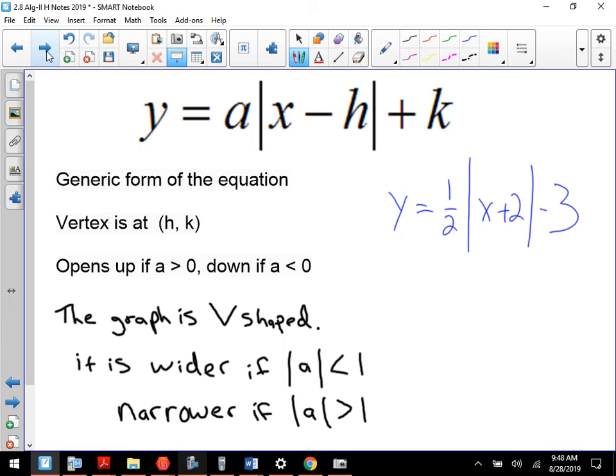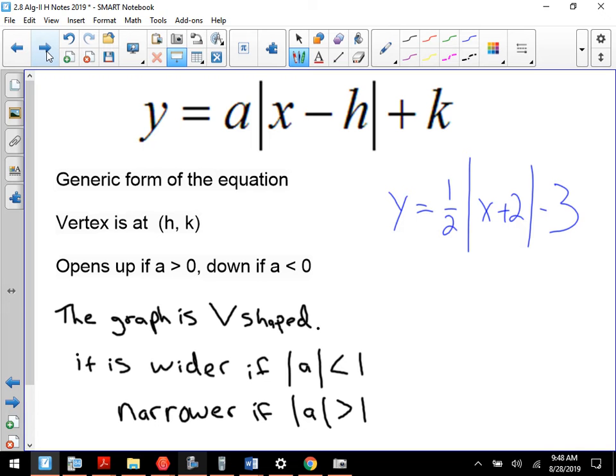Like how the function modifies things, H would modify where it starts, and K tells you how high up. The H and K is basically where it starts.